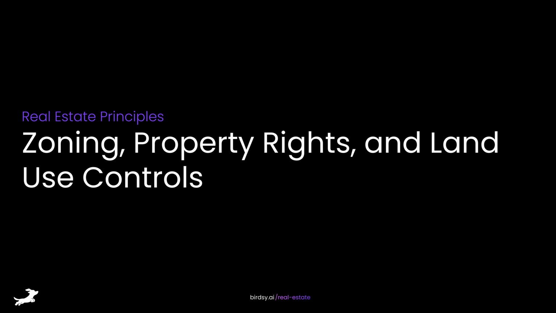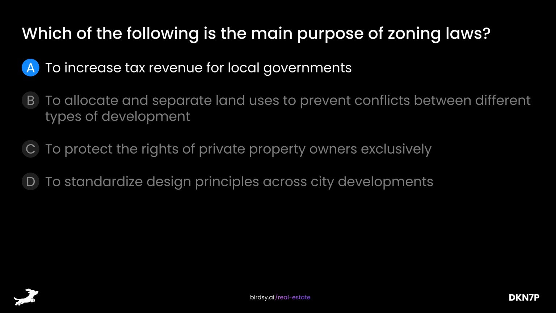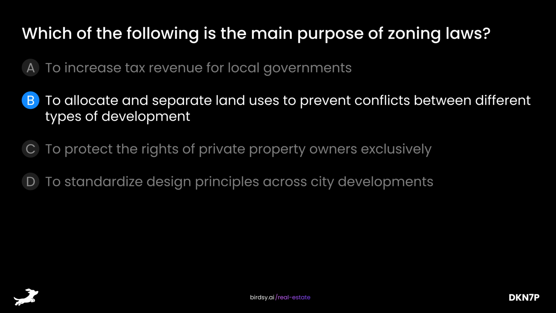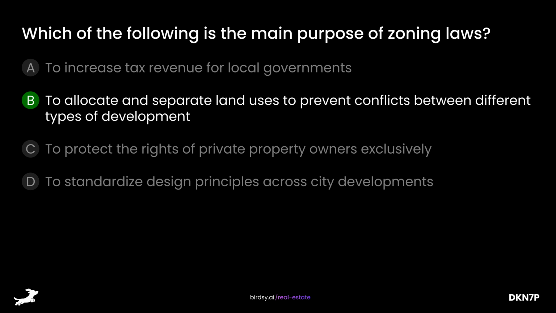Zoning, property rights and land use controls. Which of the following is the main purpose of zoning laws? Is it A, to increase tax revenue for local governments? B, to allocate and separate land uses to prevent conflicts between different types of development? C, to protect the rights of private property owners exclusively? Or D, to standardize design principles across city developments? The answer is B, to allocate and separate land uses to prevent conflicts between different types of development.